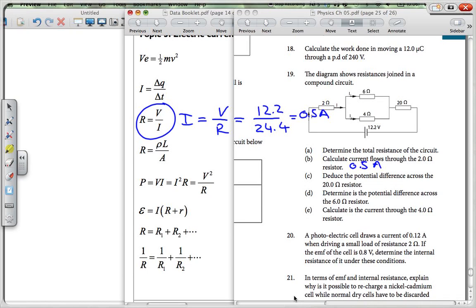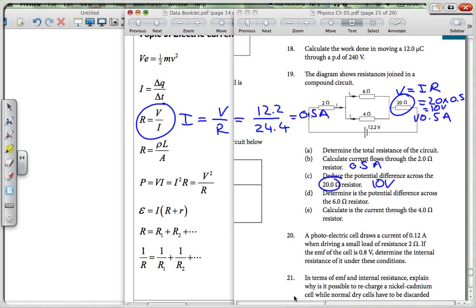Deduce the potential difference across the 20 ohm resistor. To do that, we would know that we have a current here of 0.5 amps. So my voltage is equal to I times R, which would equal 20 times 0.5, giving me 10 volts. So across the 20 ohm resistor, we would have 10 volts across it.